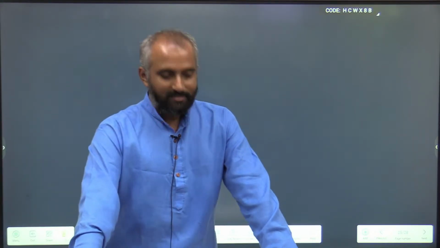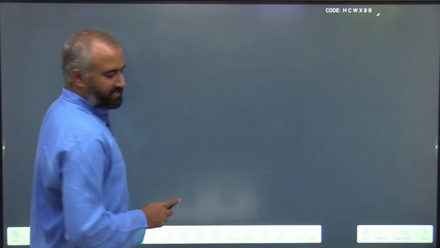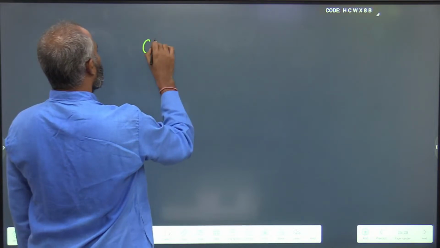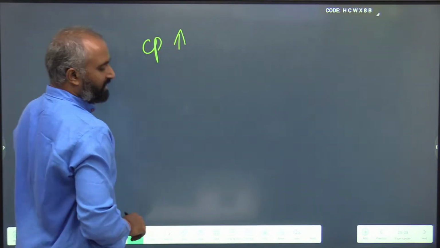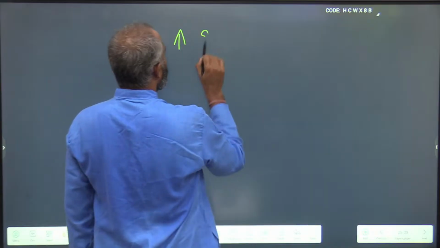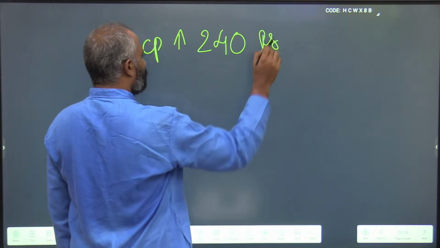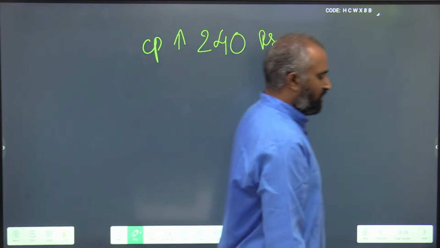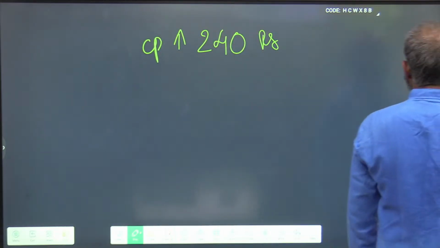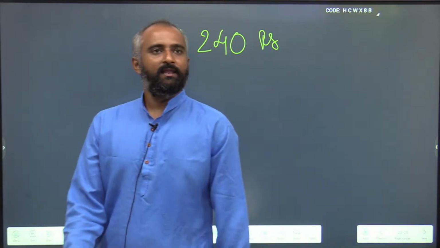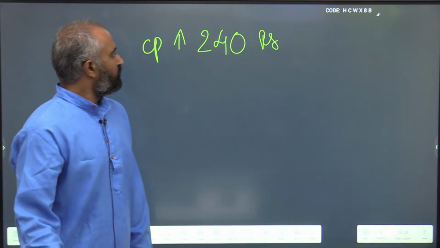Okay. So let's see. The cost price of an article has increased by 240 rupees.